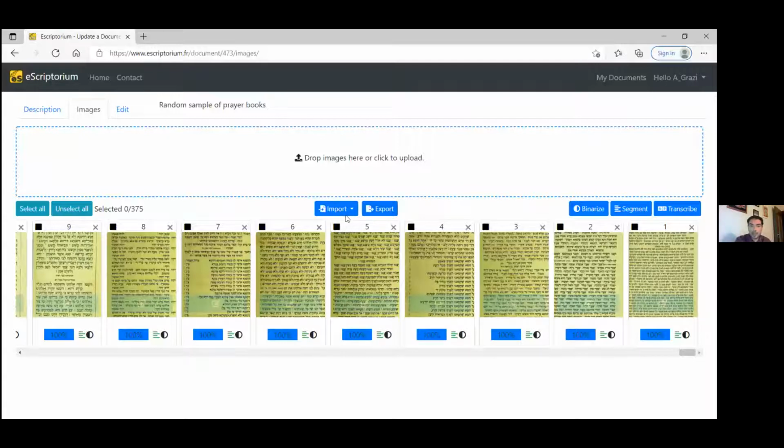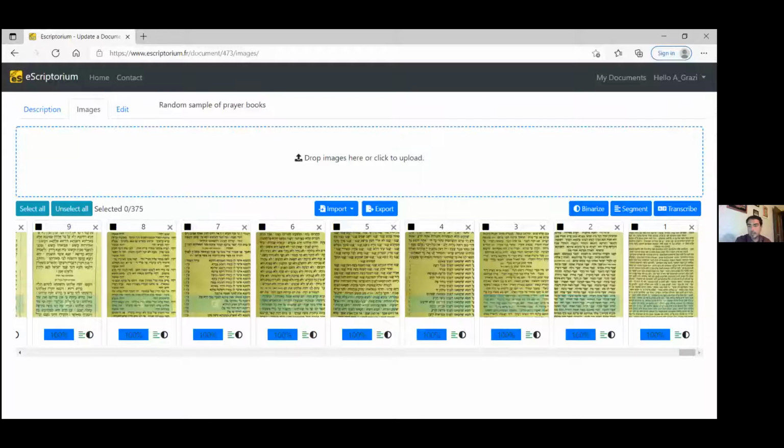Here you see, you can import the files, the images that you want to upload. You can also very simply drop the images and click them in, drop them in this area here, and they will be uploaded. And then already externally here, we will explain what that means, you can segment the text and transcribe it. Binarize, in our case, is not so important.